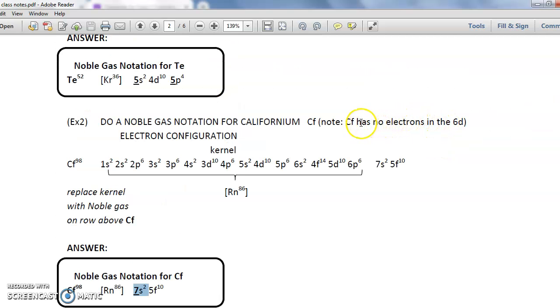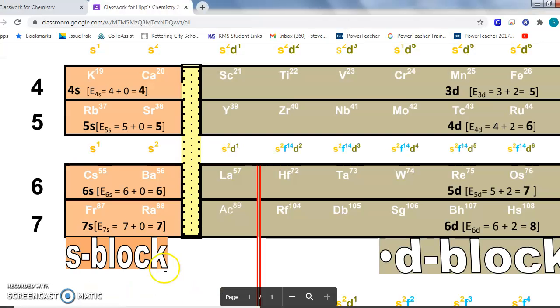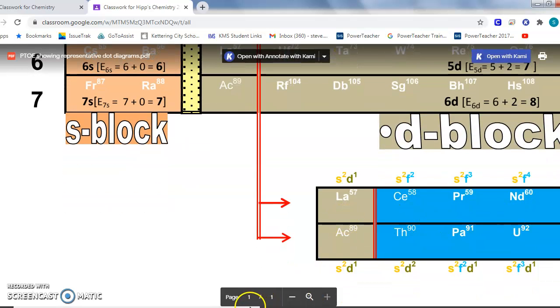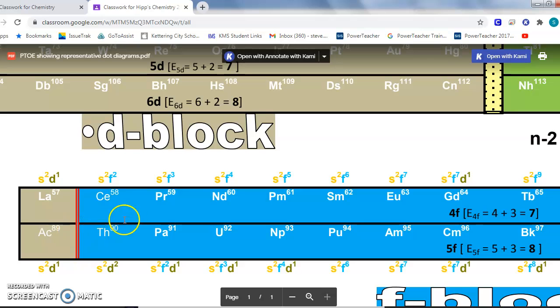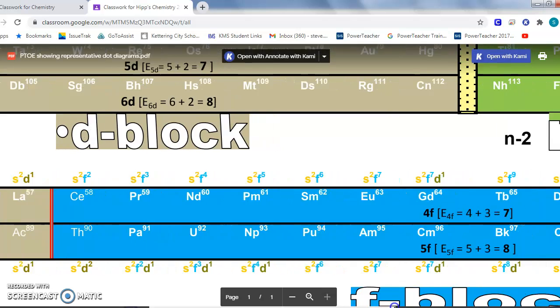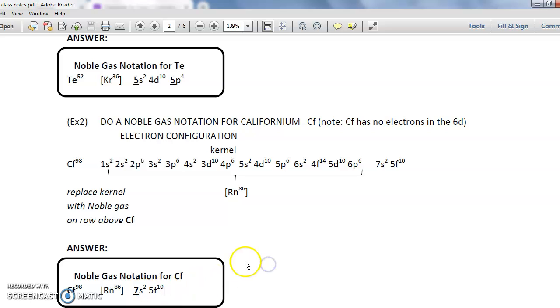Now, they tell us that californium has no electrons in the 6d, which makes it a little bit easier because I can just count how far over californium is from the 7s2. So there's the 7s2. After number 88, I come to 89, and I count 1, 2, 3, 4, 5, 6, 7, 8, 9, 10. Californium is the 10th one over, so I would write 5f10. Now I'm going to check.